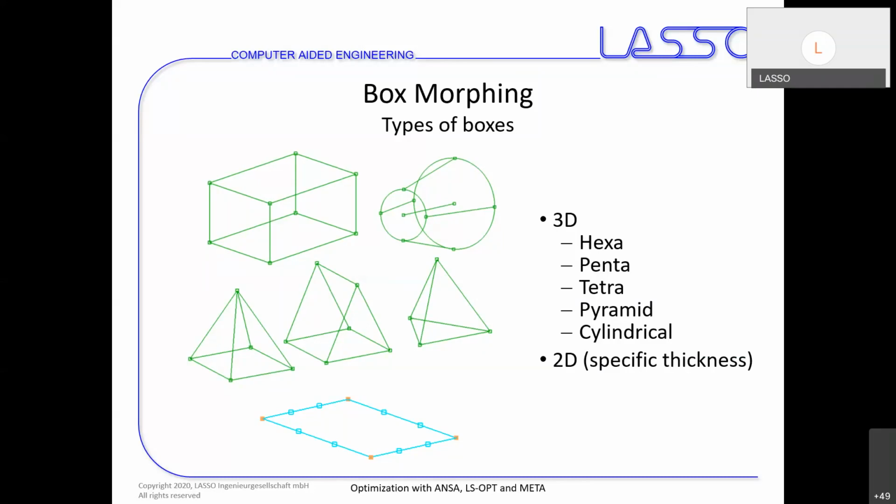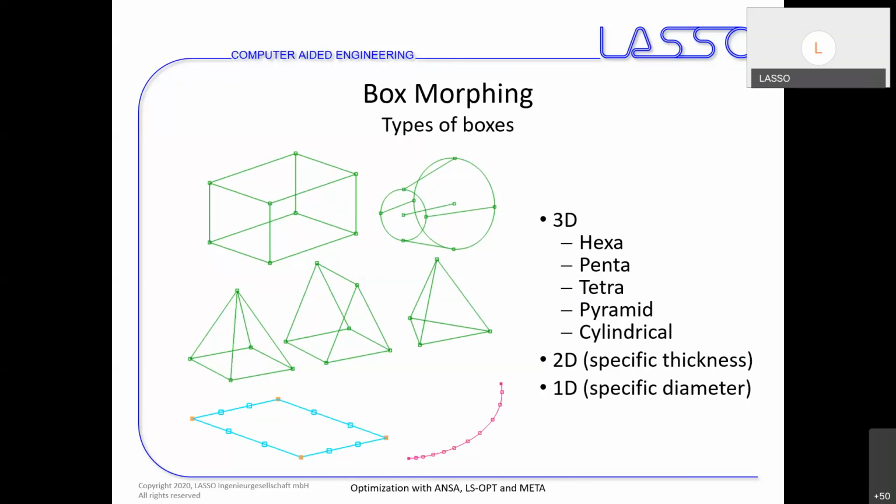And one dimension less, 1D boxes. They have a specific diameter, and everything which is contained inside this pipe, let's say, morphing pipe, will be affected by the morphing. So if you do not want to change the size, the diameter, only the shape of the line, then you can go for 1D boxes.